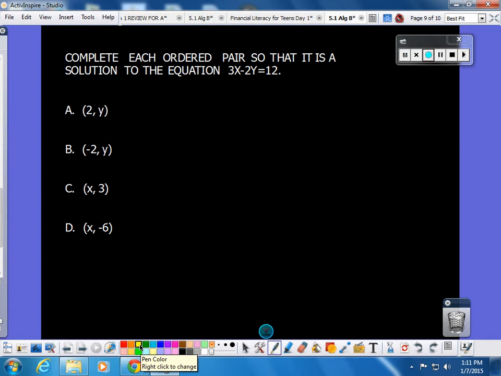Let's do 2y. So where would I plug in the 2? Where does it belong? In for what? X. Why do I plug it in for x? Because it's the x. It is for x, right. So I'll do 3 times 2 minus 2y is equal to 12. And we can solve that. 3 times 2 is 6.